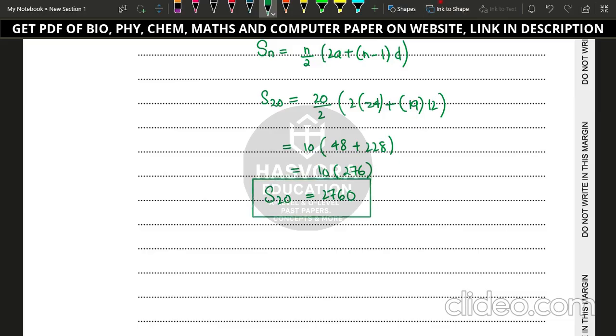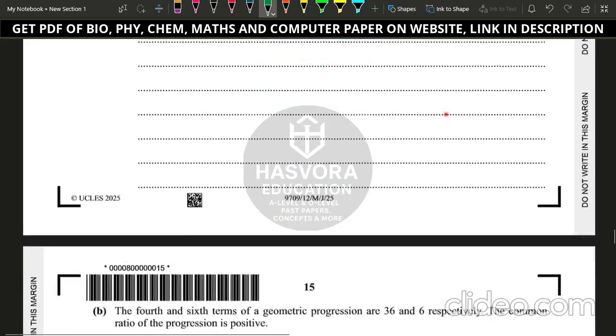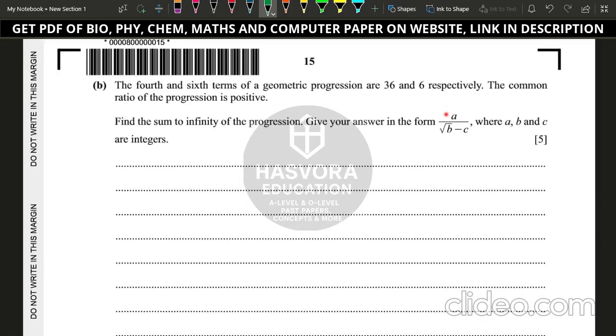Let's move on to the next part. So it says the fourth and the sixth term of a geometric progression. Now they have told you that it is a geometric progression, and they have given you the fourth and the sixth term are 36 and 6 respectively. The common ratio of the progression is positive. So find the sum to infinity of the progression. Give your answer in the form a divided by under root b minus c, where a, b and c are integers. So they have given you the fourth and the sixth term, and it is a geometric progression.